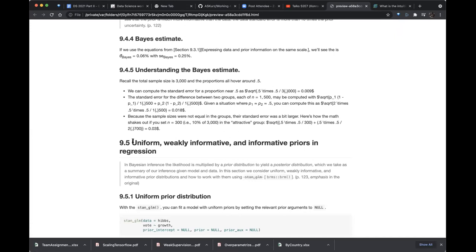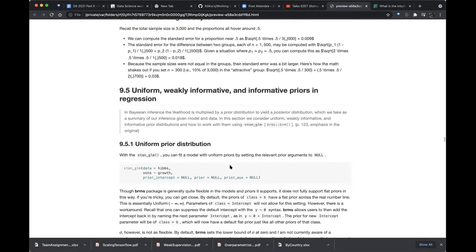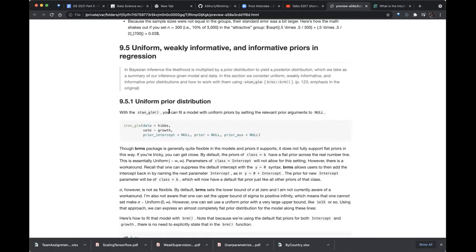So then they say uniform, weakly informative, informative priors. When you do inference, the likelihood is multiplied by a prior distribution to yield the posterior, which we talked about a little bit. So Mr. Kurtz, instead of using Stan GLM, is using BRMS. And he's saying when you're using this, you can fit a model with uniform priors just by passing in these arguments.